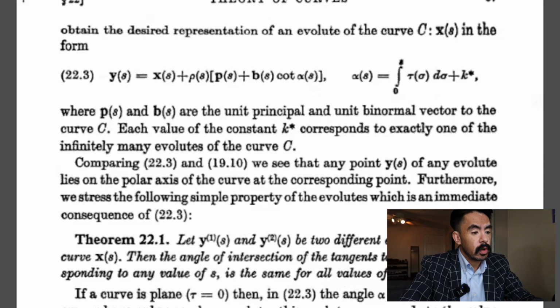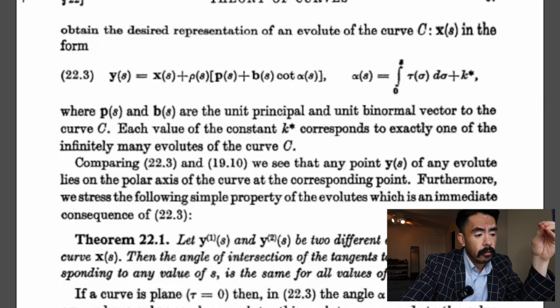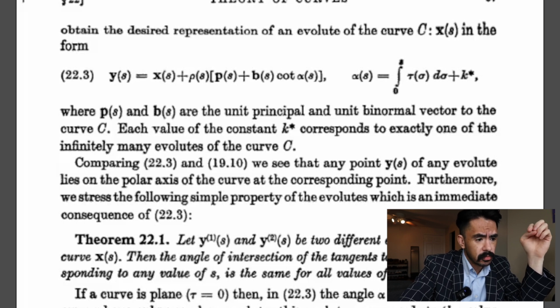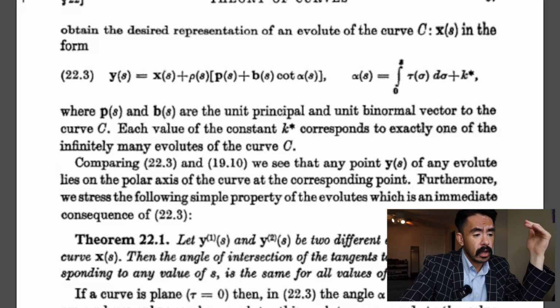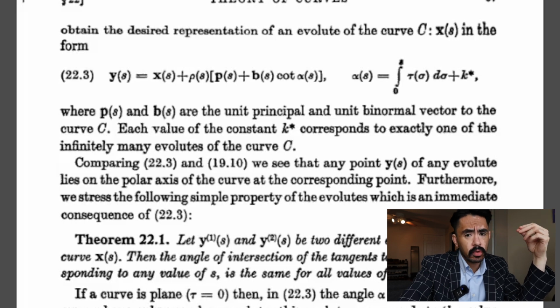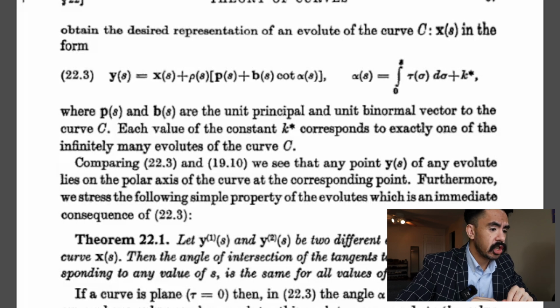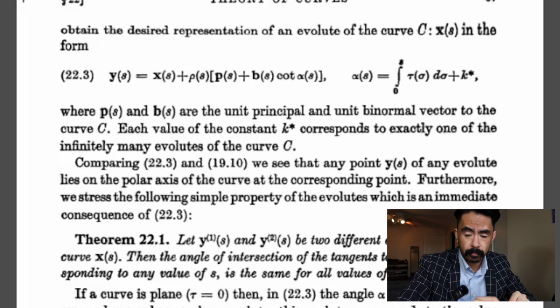By means of these conditions, we obtain the desired representation of an evolute of the curve C, given by its vector parametric representation x of arc length s, in the form vector y of s equals x of s plus rho of s times the quantity vector p of s plus b of s times cotangent of alpha of s, closed quantity, as well as alpha of s equals the integral from 0 to s of tau of sigma d sigma plus k star, where, of course, vectors p of s and b of s are the unit principal normal and unit binormal vectors, respectively, to the curve C. Each value of the constant k star corresponds to exactly one of the infinitely many evolutes of the curve C.